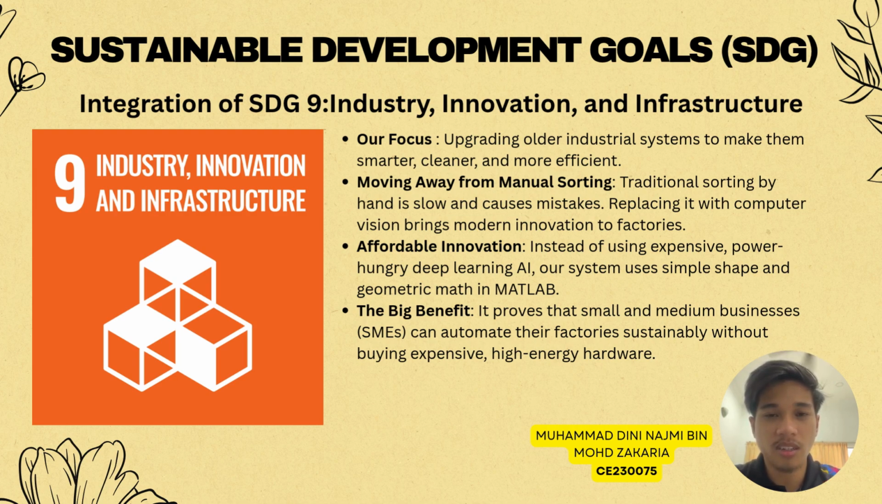Our next point is affordable innovation. Instead of using expensive, power-hungry deep learning AI, our system uses simple shape and geometric math in MATLAB. The big benefit is it proves that small and medium businesses (SMEs) can automate their factories sustainably without buying expensive high-energy hardware.